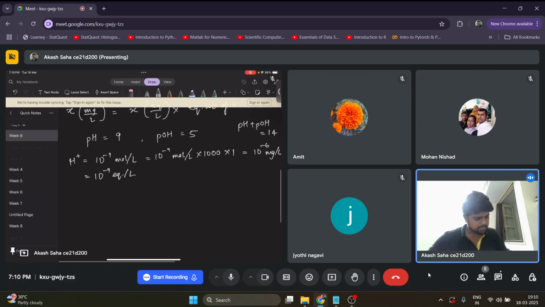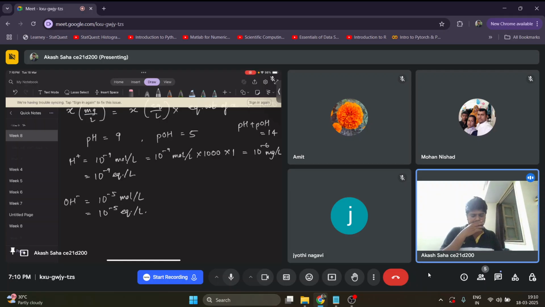Okay. Then OH minus, same, 10 to the power minus 5 moles per liter. Or I can write 10 to the power minus 5 equivalents per liter. Both are the same because the equivalent weight is 1.